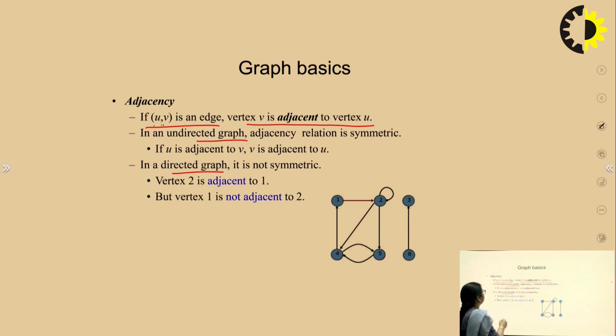If vertex 2 is adjacent to 1, we can move from 1 to 2, but we cannot move from 2 to 1. There is no directed edge. This relation is not symmetric, but in an undirected graph, this relation is symmetric. If I can go from A to B, then I can also go from B to A. Here, 2 is adjacent to 1, but 1 is not adjacent to 2.